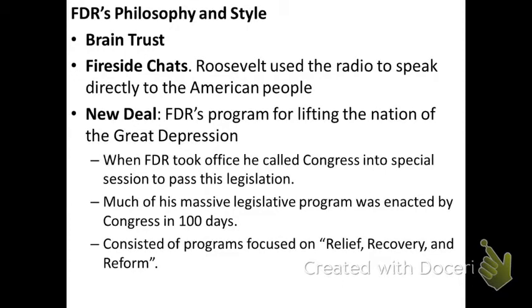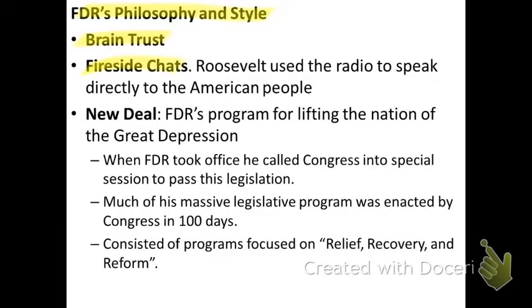FDR's philosophy and style. His brain trust. FDR brought in a group of academics, a group of experts in their field, in the theory of their fields, as his cabinet, and they provided new ideas for programs to help lift the nation out of the Great Depression. In addition, he had his fireside chats.